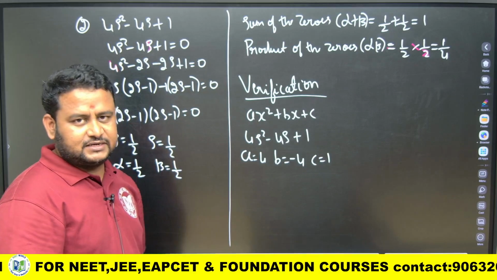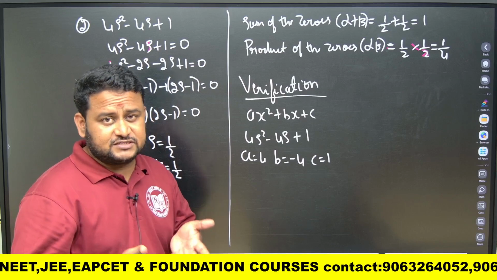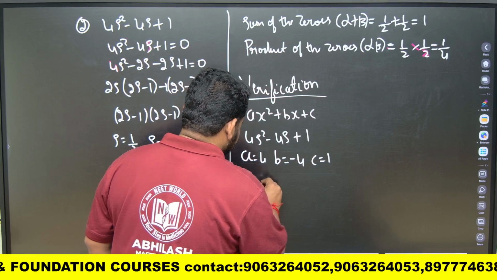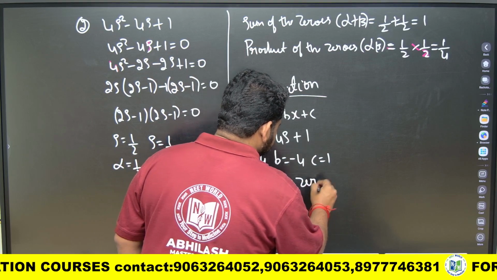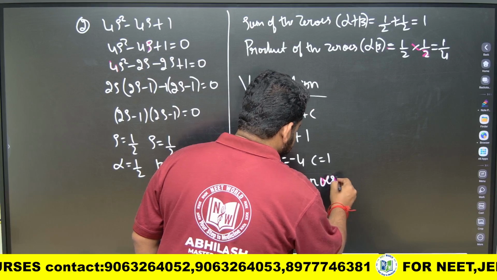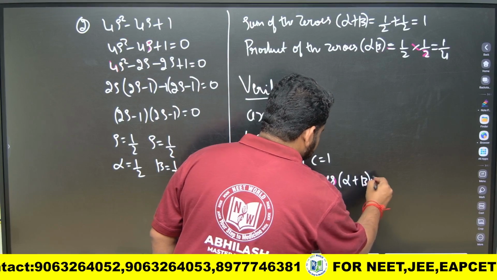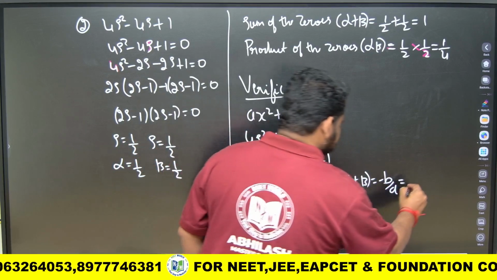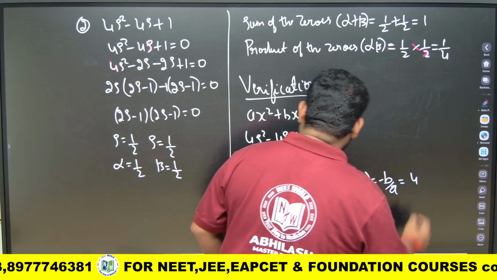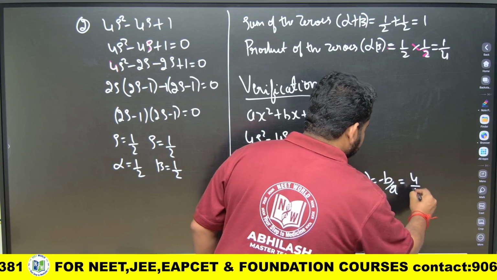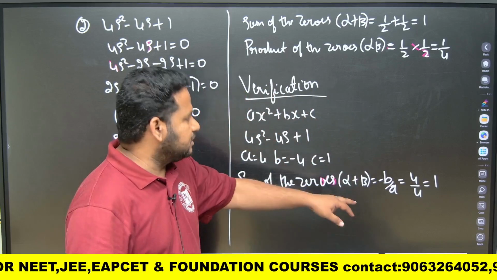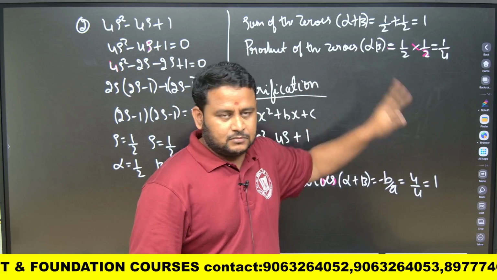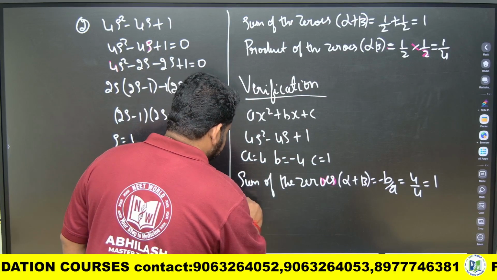Now let us use the formula method. Sum of the zeros is minus b by a, and product of the zeros is c by a. So sum of the zeros, alpha plus beta, is equal to minus b by a. B is minus 4, so minus of minus will become plus, so this will be 4 by a. What is the value of a? That is equal to 4. 4 by 4 I will get as 1. Here also I got 1 for the sum of the zeros. Clear? So it is the same. It is verified.